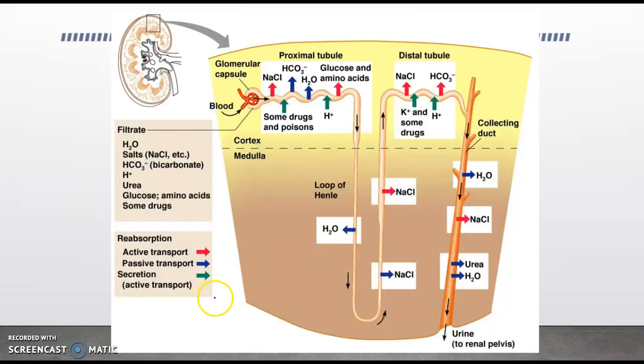So if we look again, we can see that some of these things are being secreted into the renal tubule. So there's your hydrogen ions, there's your potassium ions, and other drugs and poisons.